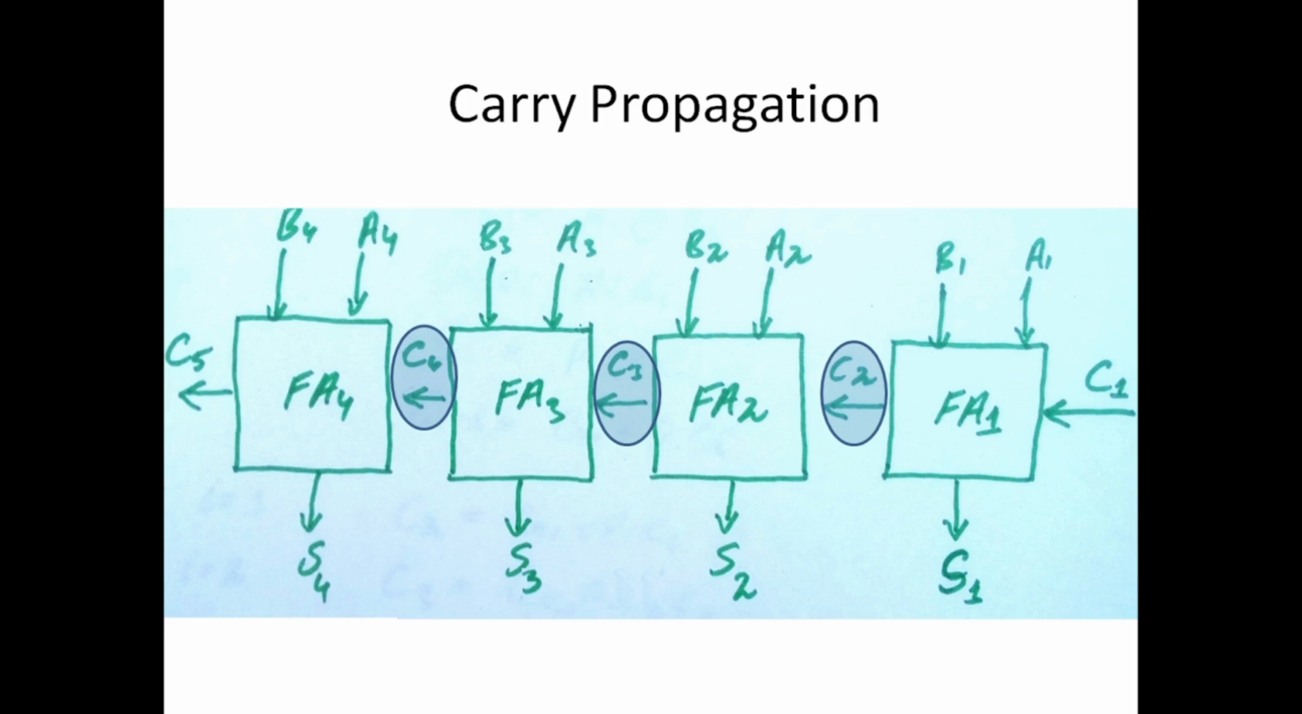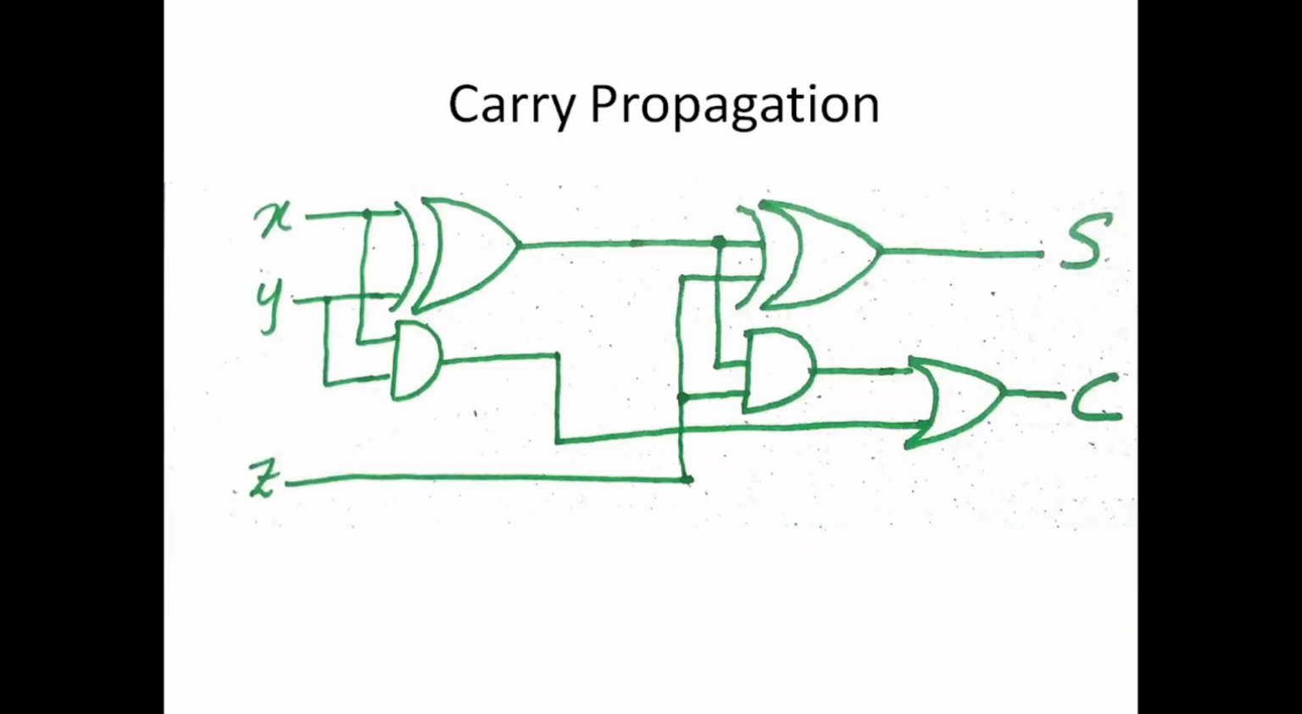These are the 3 carry bits that we have to investigate, because full adder 4, full adder 3, full adder 2 are waiting for C4, C3 and C2. So these 3 carries, internal carries, are problematic and we have to investigate them.